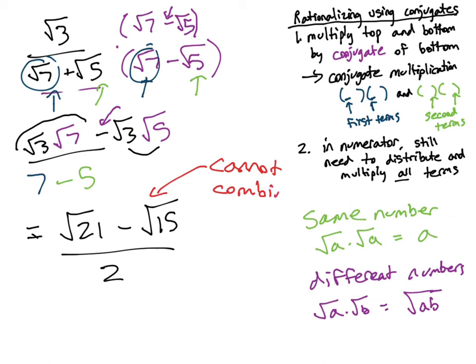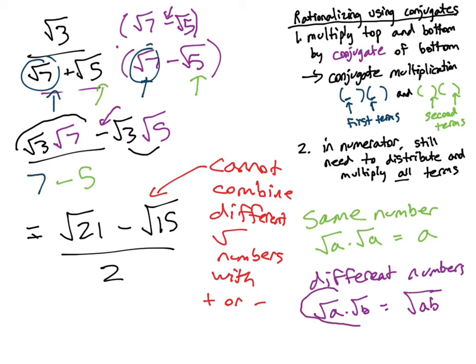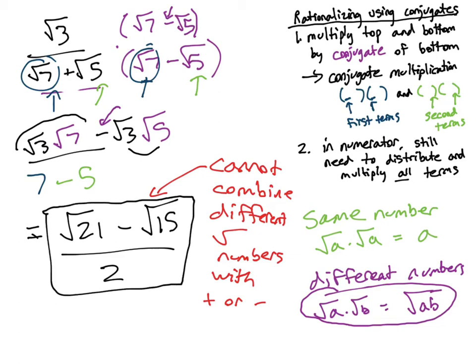combine different square roots using addition or subtraction. So there is nothing left that we can do to simplify this. Although we are able to multiply together two different numbers using square roots, that is one of the properties of the principal root. We cannot combine together addition or subtraction underneath a square root. So this would be our final simplified answer.